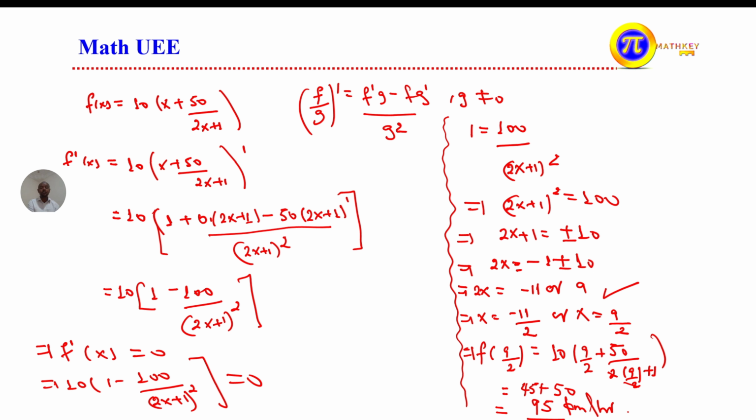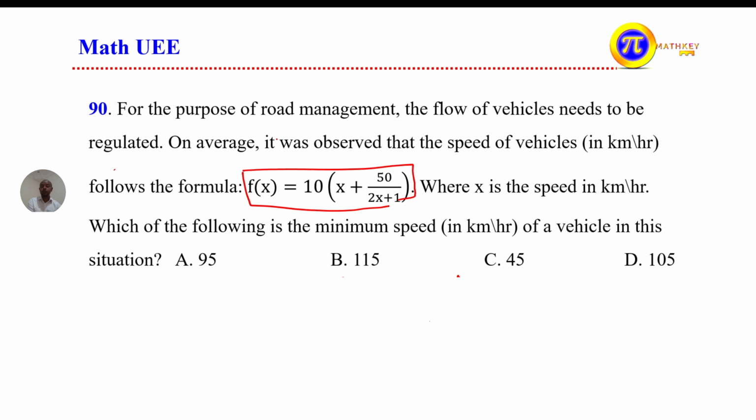In this way we can work it out. What was to be shown here is the application of derivative: first you find the derivative of the function f, after that you find the critical number, and the value that we obtain at the critical number becomes the minimum value for the speed of this vehicle in this situation. So the correct answer for this one is A, 95 kilometers per hour.